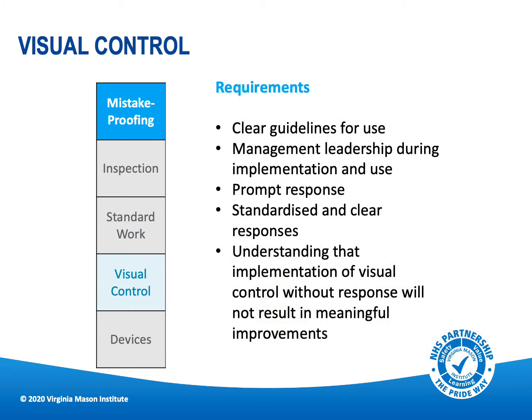Visual controls require clear guidelines for use. They also rely on standardized and prompt responses. For example, if you understand that a red light means stop, but for someone else a red light means accelerate, you're going to have a problem. It's all well and good having visual controls around, but if people don't respond accordingly, they may as well not be there.